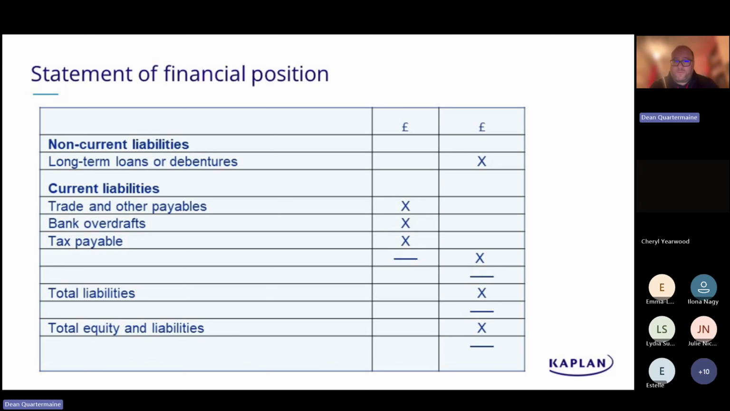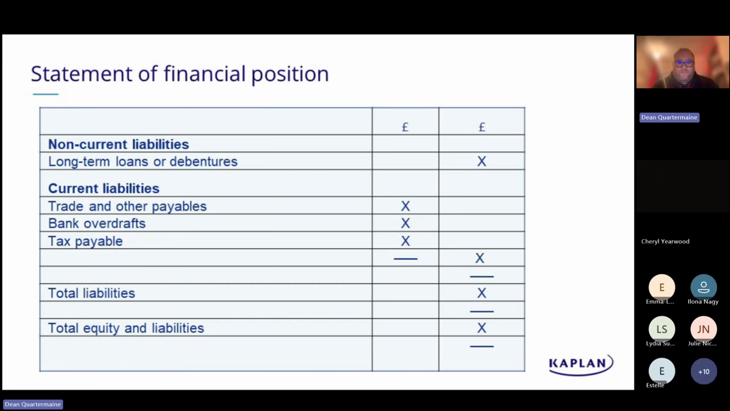That's the only thing you're going to need to worry about at this level. Yeah, there are debentures, but let's be honest, within the AAT world, it's literally going to be a bank loan that they're going to be looking for under non-current liabilities. Current liabilities, same thing: trade and other payables, bank overdrafts, tax payable. That gives total liabilities. You can then add total equity, adding your equity to your liabilities to get total equity and liabilities.